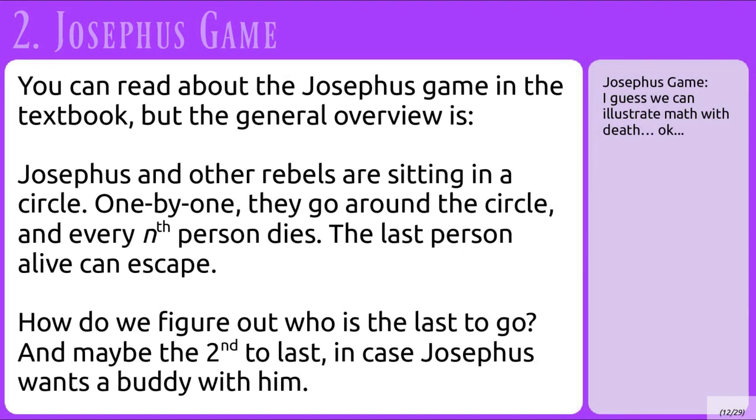Next, let's look at the Josephus game. You can read about the Josephus game in the textbook, but the general overview is that Josephus and other rebels are sitting in a circle. One by one, they go around the circle, and every nth person dies. The last person alive can escape. How do we figure out who is the last to go? And maybe who is the second to last to go, in case Josephus wants a buddy with him.